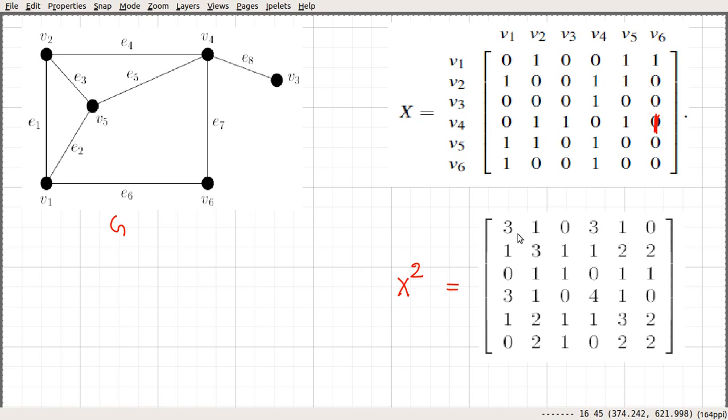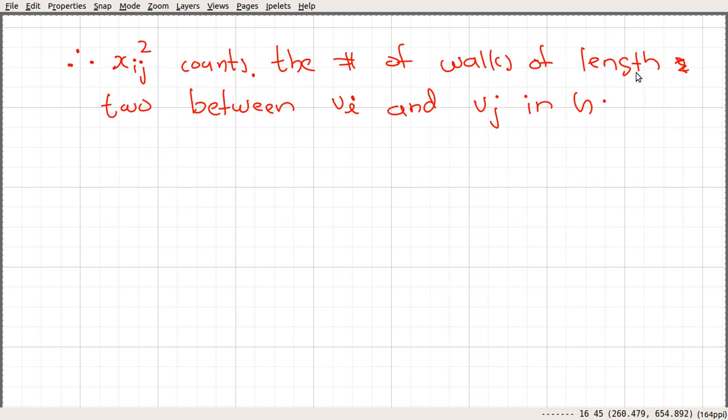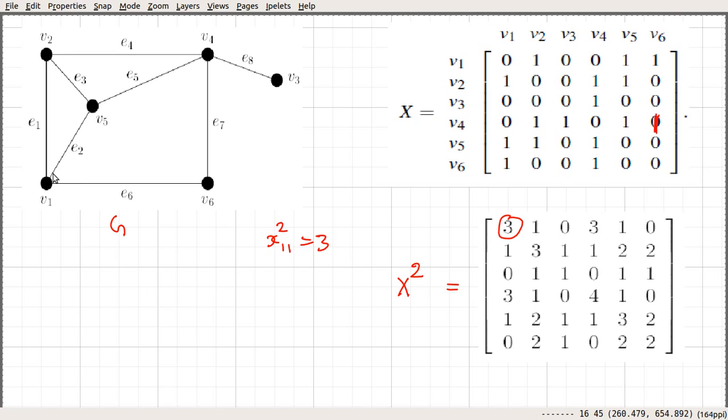So let's look at one or two entries here. Let's look at this one. Here we can see that x1,1 squared is equal to 3, and if you follow this, it counts the number of walks of length 2 between V1 and V1 in G. So you can go from here to here and back using that edge. Similarly, you can go from here to here and come back, and from here to here, and those are the walks of length 2 in this graph. So there are 3 such things, and that's why 3 is here.